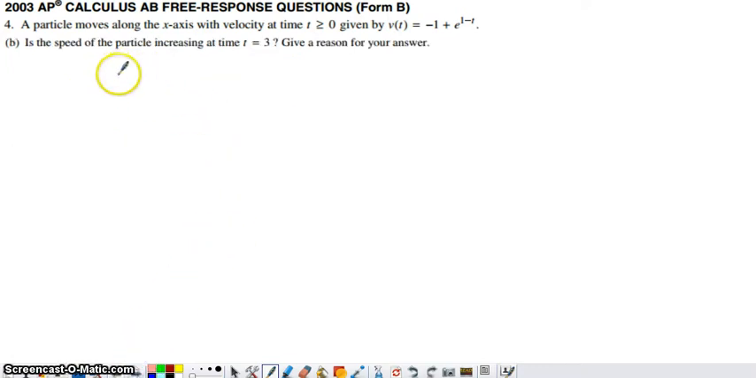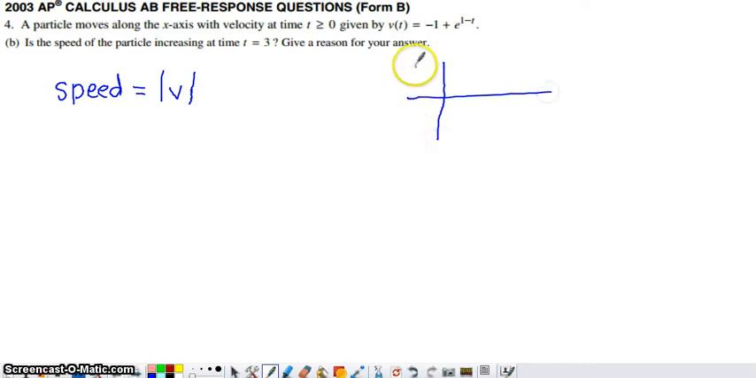In part B here, they want us to figure out if the speed of the particle is increasing at t equals 3, and then give a little bit of a reason for your answer. So in calculus, the easiest way to think about speed is to define speed to be equivalent to the absolute value of velocity. So I'm not going to sketch this velocity graph. I don't really know what that looks like off the top of my head.